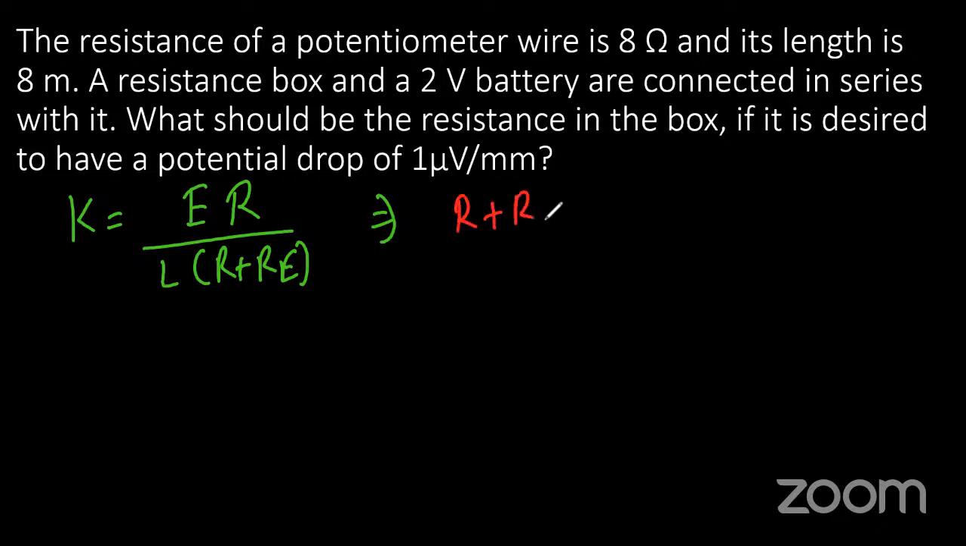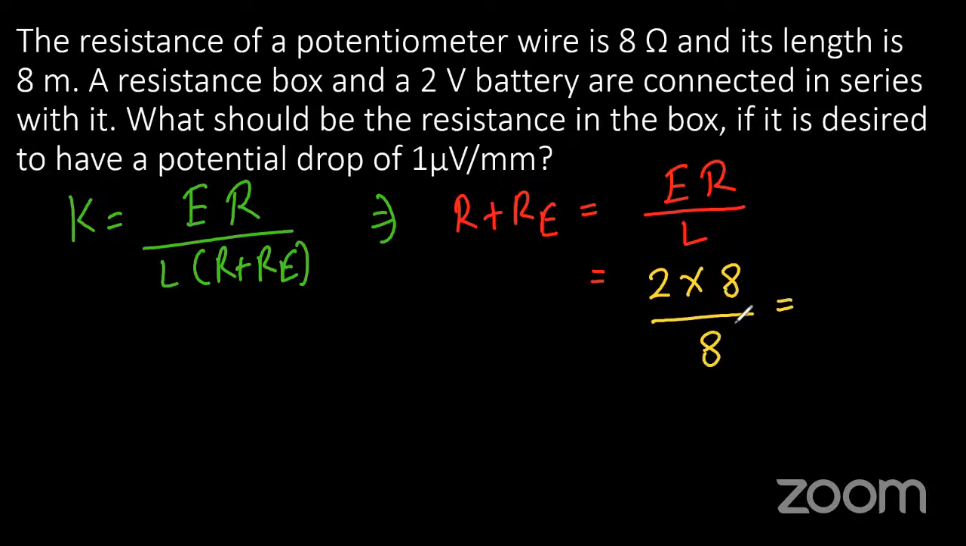तो उसको LHS में लेके जाओ. So what is RHS? E R divided by L. चलो, so let's put the values. E is how much? 2. R is how much? R is 8. Length कितना? 8. So 8 and 8 get cancelled. Answer is 2. K भी बाकी, sorry. This K is remaining. यहाँ पे K बाकी है. So K is how much? 10 raised to minus 3.